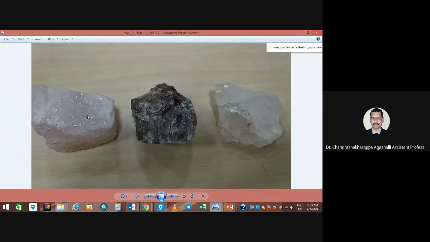Okay, or it may be a quartz group of minerals: rosy quartz, smoky quartz, and milky quartz. So how do these minerals look? What is luster? Whether it's vitreous, the surface of the minerals, whether it is shining or not shining. The rosy quartz and milky quartz are shining very perfectly, but the smoky quartz, the middle one, is a little bit dull.